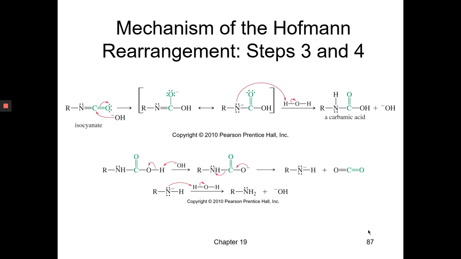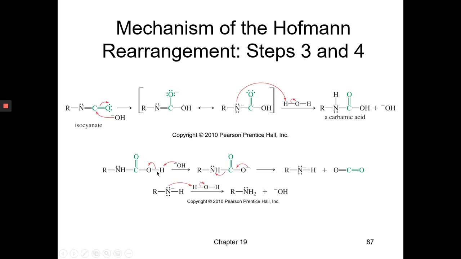Hydroxide then attacks the carbon of the isocyanate. Carbon is between 2 strongly electronegative elements, oxygen and nitrogen. And we push a pair of electrons onto the oxygen. Nitrogen then picks up a hydrogen. We get a carbamic acid. Carbamic acids are not stable.